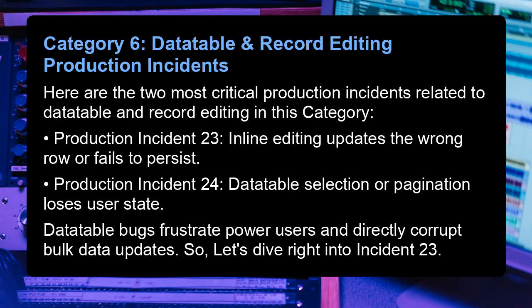Category 6: Datatable and record editing production incidents. Here are the 2 most critical production incidents related to datatable and record editing in this category. Production Incident 23: Inline editing updates the wrong row or fails to persist. Production Incident 24: Datatable selection or pagination loses user state. Datatable bugs frustrate power users and directly corrupt bulk data updates. So, let's dive right into Incident 23.